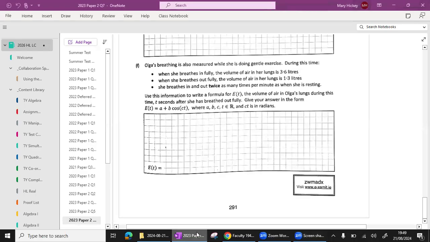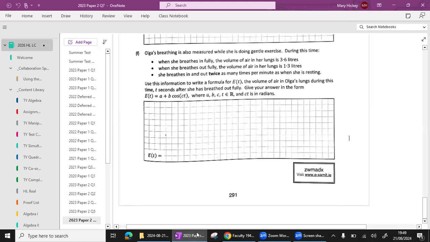Okay, 2023 paper 2, question 7F. So Olga's breathing is also measured when she's doing gentle exercise. During this time, when she breathes in fully, the volume of air in her lungs is 3.6 liters. And when she breathes out fully, the volume in her lungs is 1.3 liters. When she breathes in and out twice as many times per minute as when she is resting.